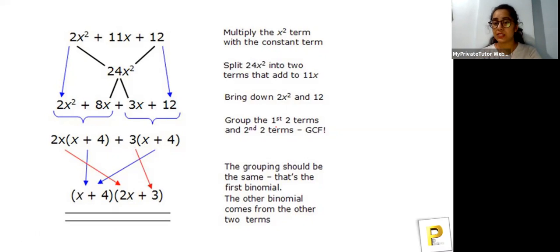Group the first two terms and the second two terms. Okay, the grouping should be the same. That's the first binomial, and the other binomial comes from the other two terms. So what does that mean? That this binomial and this binomial, binomial means a polynomial with two terms. Okay, so both of these should be same, and the other bracket that we get is from these two terms.